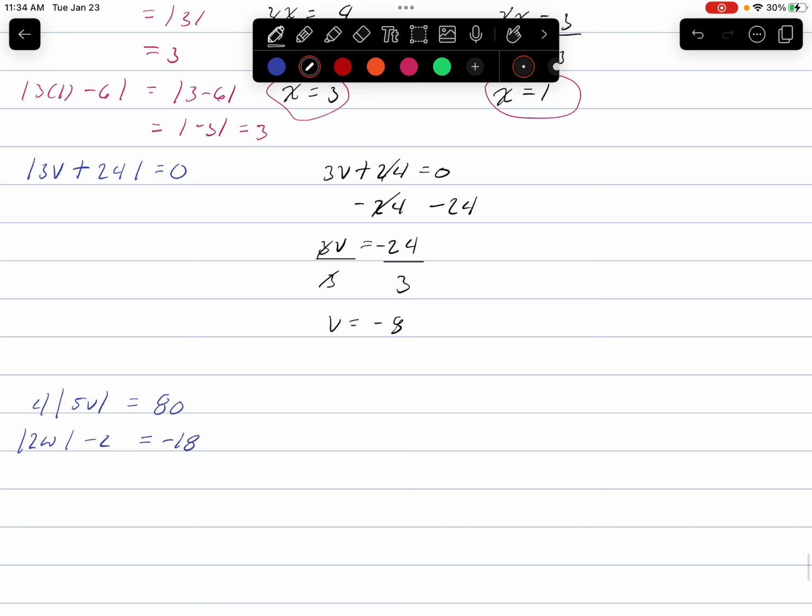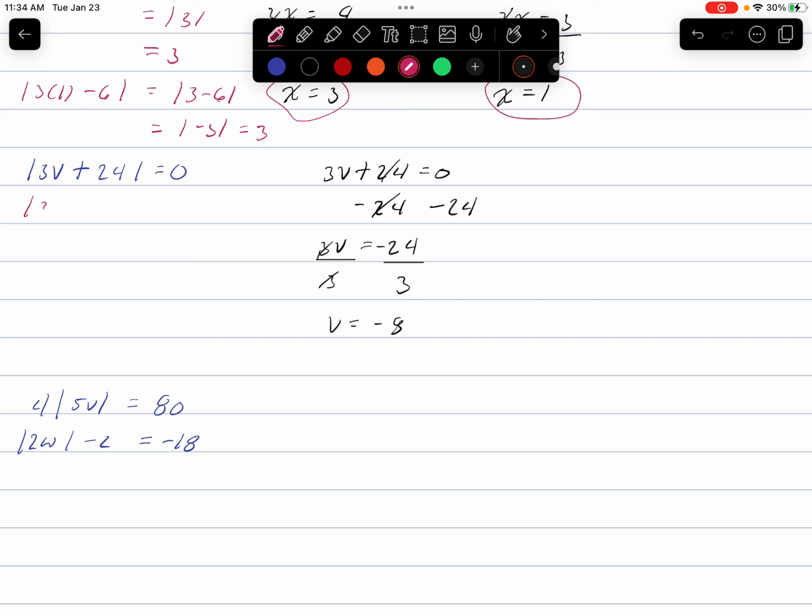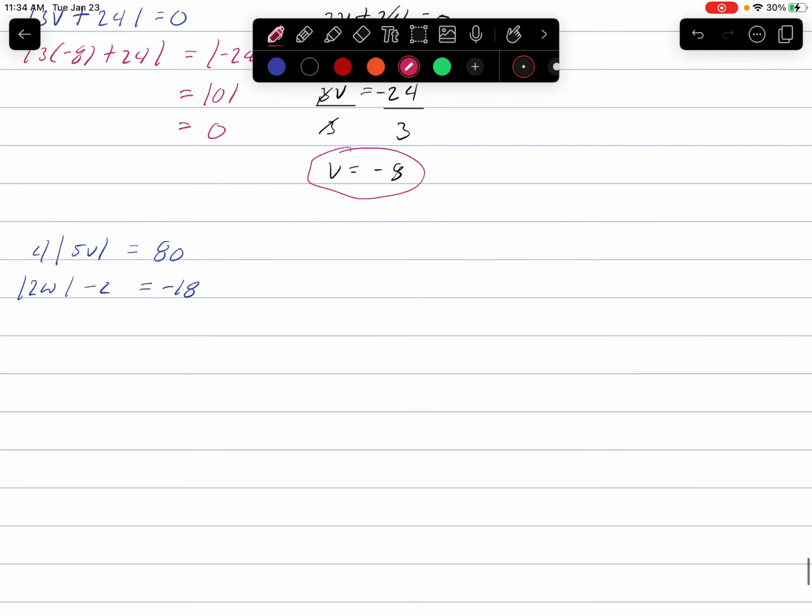Okay, and let's check to make sure that that works. So here we have the absolute value of 3 times -8 plus 24. And it should be equal to 0 if we did this right. But we have the absolute value of -24 plus 24, which is equal to the absolute value of 0, and the distance 0 is from 0 is just 0. So our final answer here would be v equals -8.